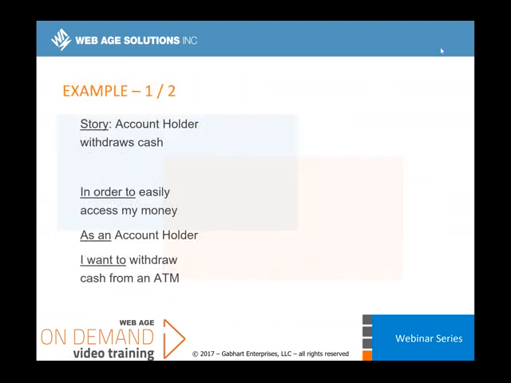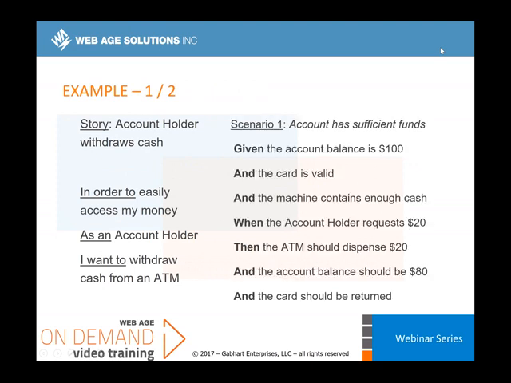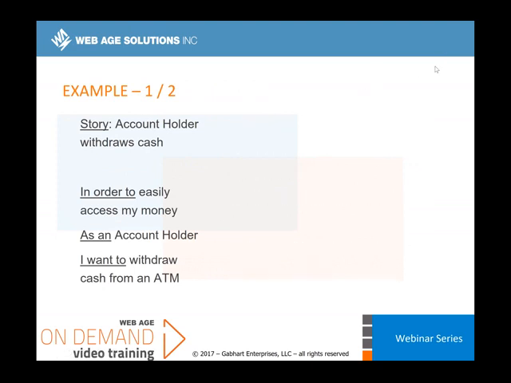So my story is that I have an account holder at the bank who wants to withdraw cash. Specifically, the narrative is that in order to easily access my money as an account holder, I want to withdraw cash from an ATM. The why, the business value, is easily accessing my money. The who is an account holder. And the functionality, the what, is withdrawing cash from an ATM.